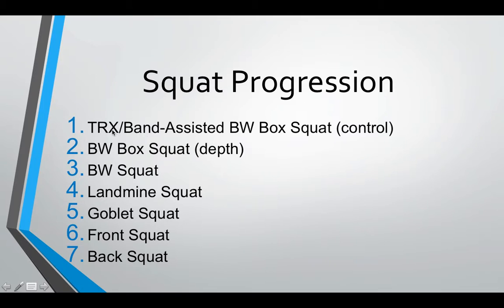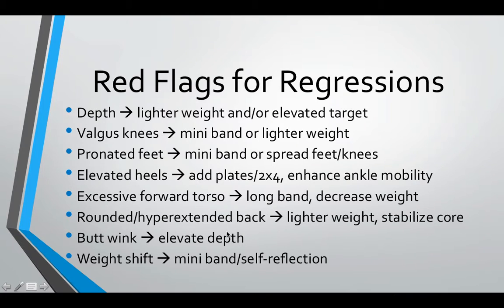Phase 1, you'll use a TRX or band to assist the individual down to a box. Then you'll do a body weight squat to a box, then take away the box, then start adding external load. And we want to work from front to back. So progressing or regressing movements, like we say, needs to be paced out.